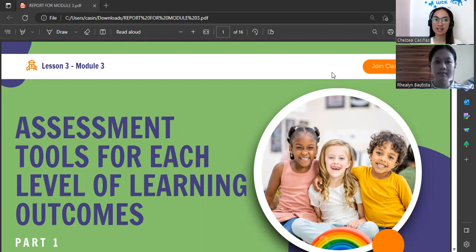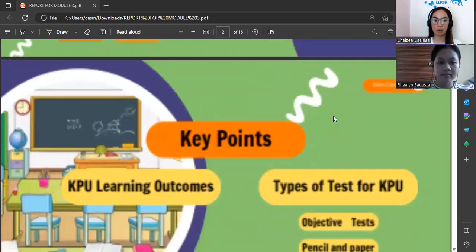I am Chelsea T. Casillas and I am with Rhea Lindsay Bautista, and our report is about the assessment tools for each level of learning outcomes. Okay, so let's start first with the key points.